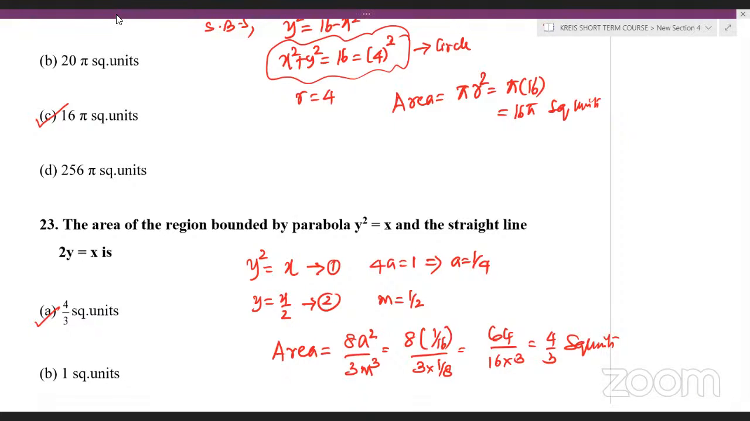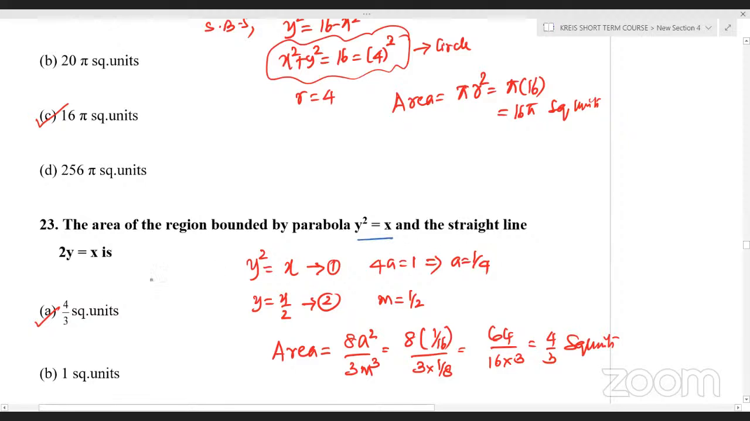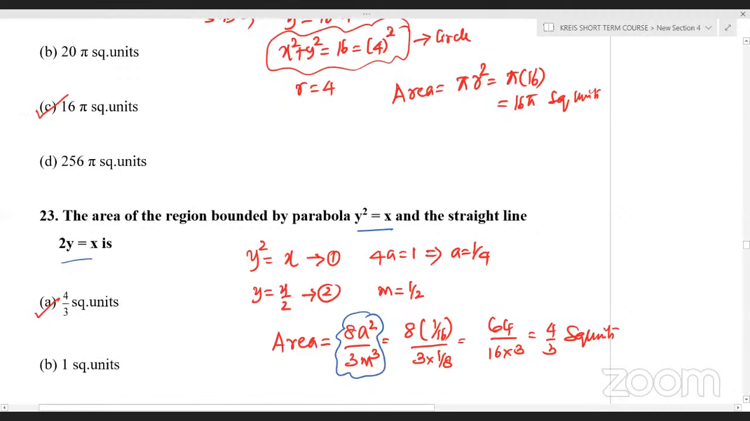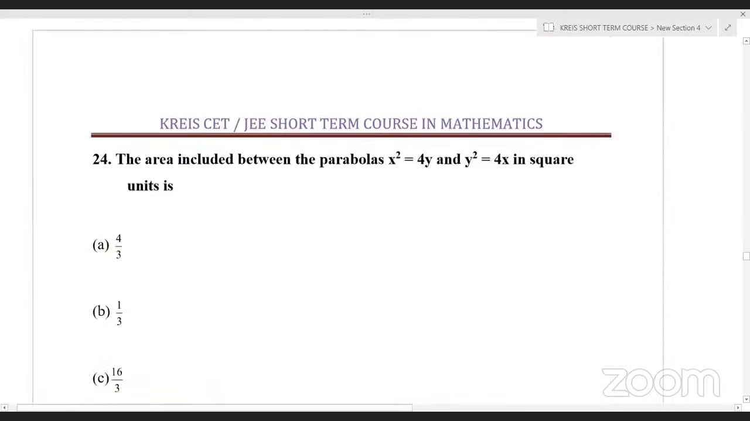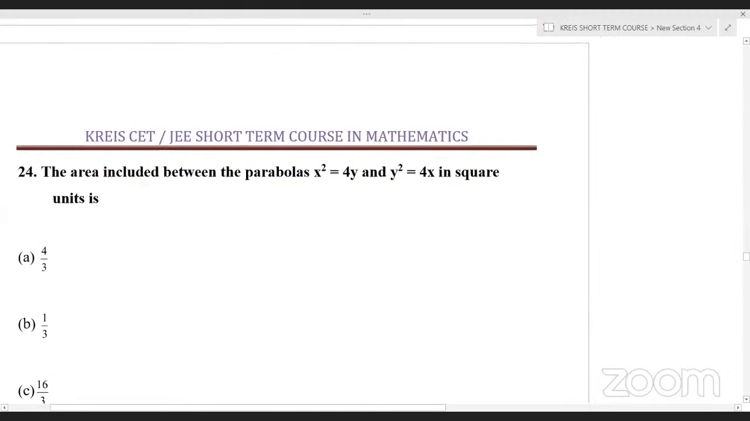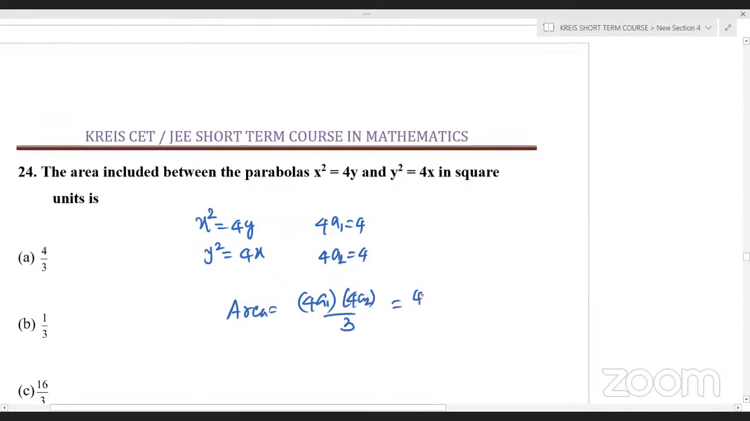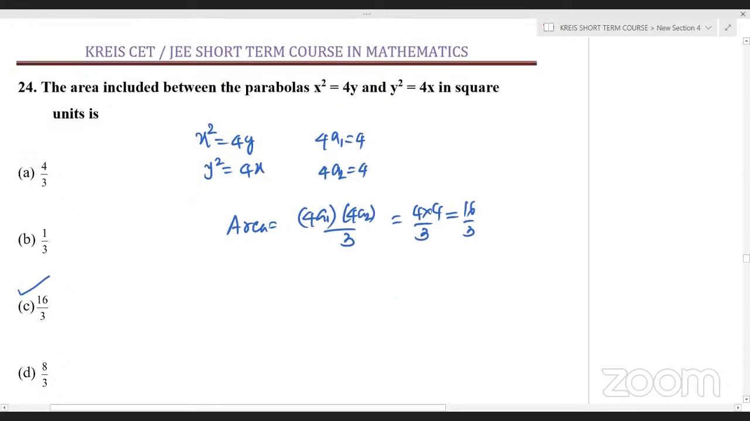Remember, the area of the region bounded by the parabola y squared is equal to 4ax and the line y is equal to mx is given by the formula 8a square divided by 3m cube, which is the shortcut method to solve this problem. Now, again, the 24th question. Area included between the curves, this is also a repeated one, x squared is equal to 4y and y squared is equal to 4x. 4a1 is equal to 4 and 4a2 is again 4. So required area is equal to 4a1 into 4a2 divided by 3. It is 4 into 4 divided by 3, which becomes 16 by 3. Option C is going to be the right choice.